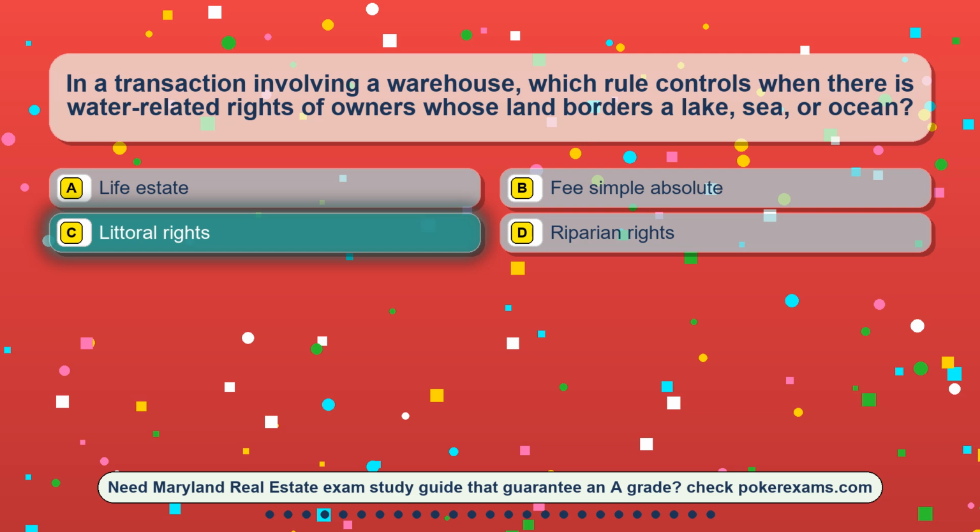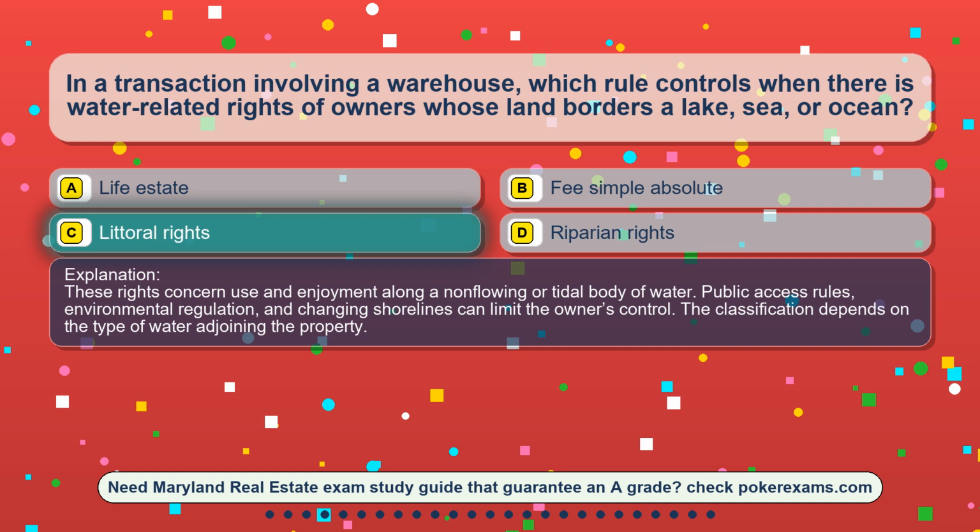The correct answer is option C, littoral rights. These rights concern use and enjoyment along a non-flowing or tidal body of water. Public access rules, environmental regulation, and changing shorelines can limit the owner's control. The classification depends on the type of water adjoining the property.